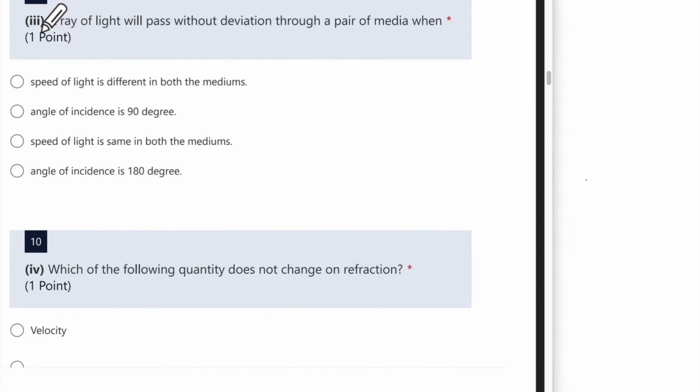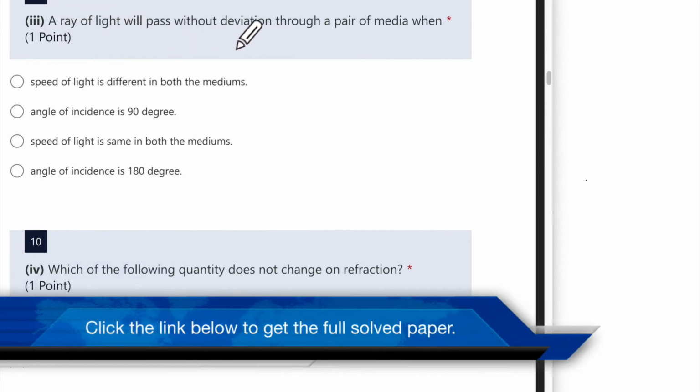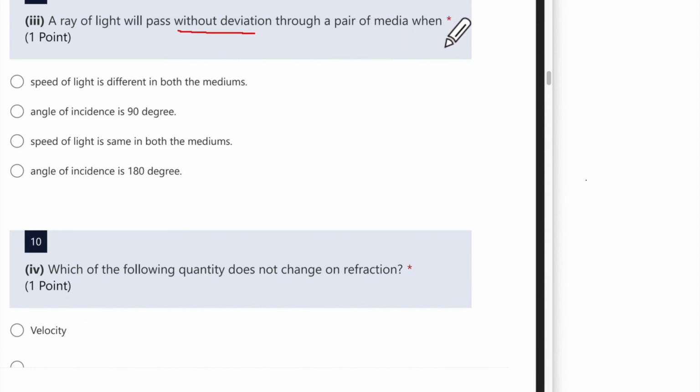Got that? Let us look at our 9th question. A ray of light will pass without deviation through a pair of media, which means it will not bend. When will it not bend? When the two refractive indices are equal or when it is incident normally. What are the options? Speed of light is different in both mediums, no. The angle of incidence is 90 degrees, no. When the angle of incidence is 0 degrees, that's the time no deviation takes place. Speed of light is same for both mediums, yes, this is correct. And angle of incidence is 180 degrees, that doesn't apply at all, so that is not the option. So the option is the 3rd one.